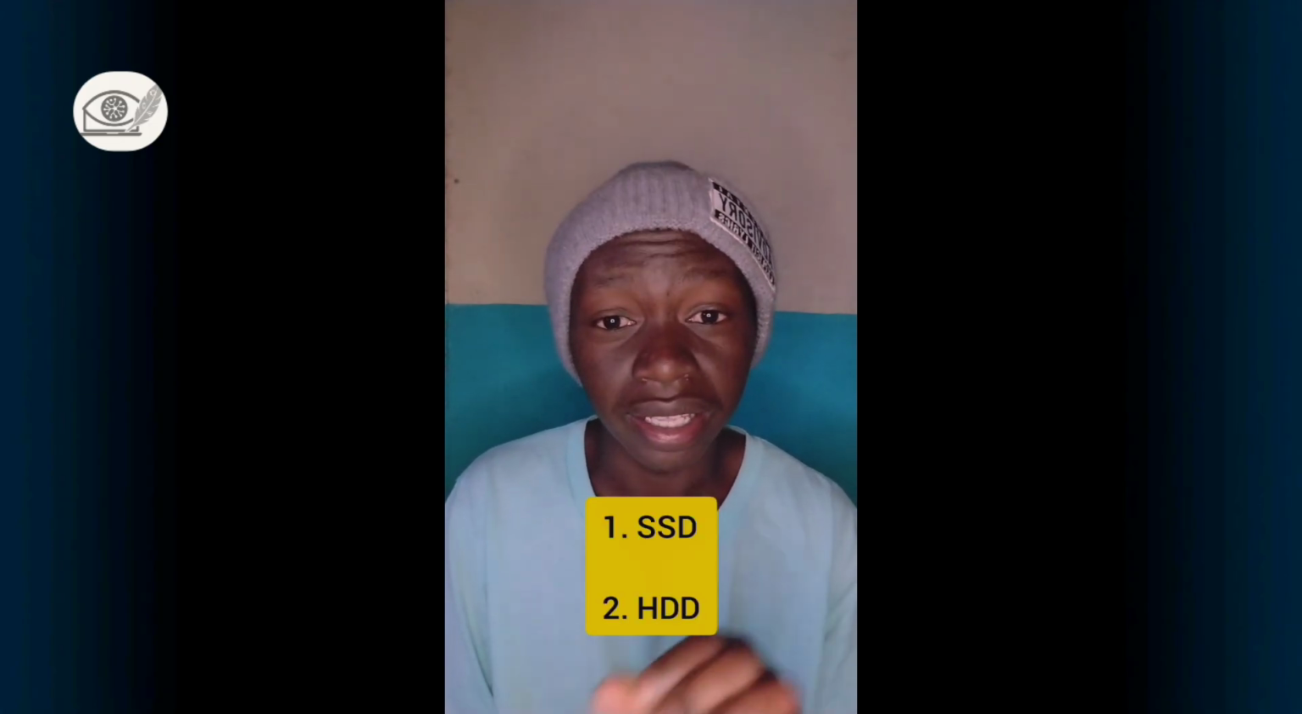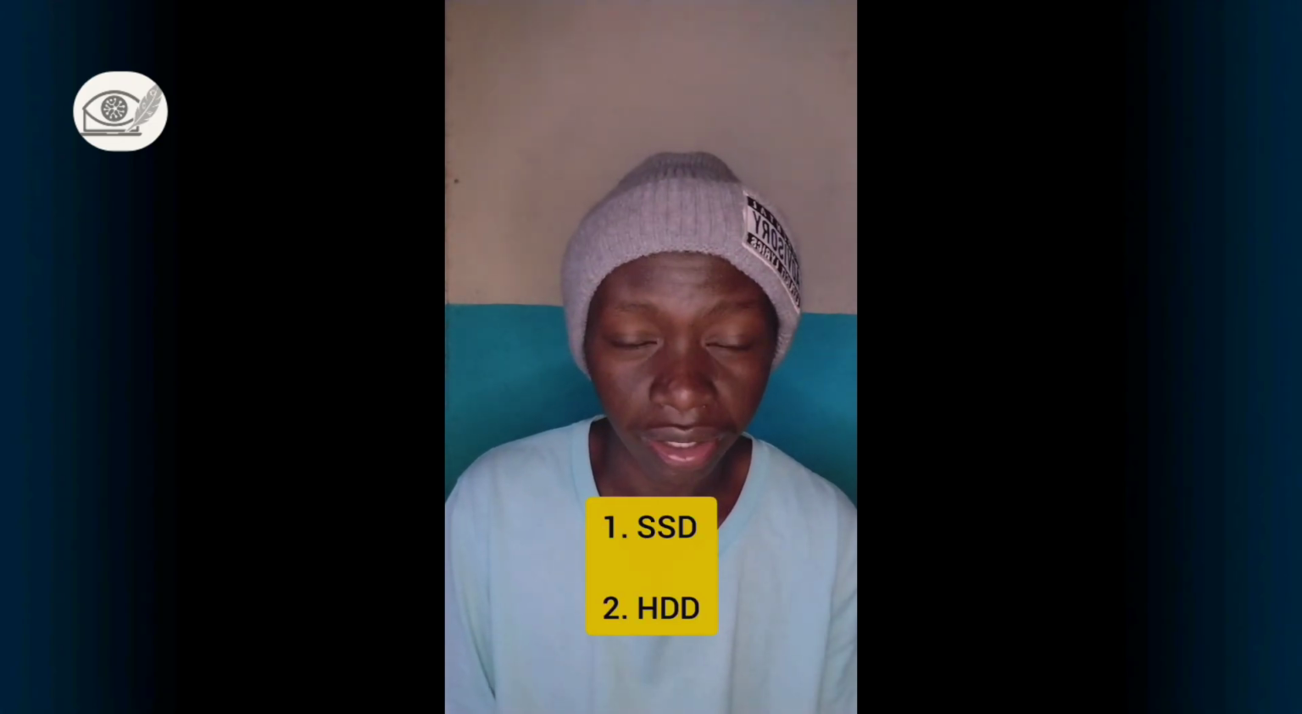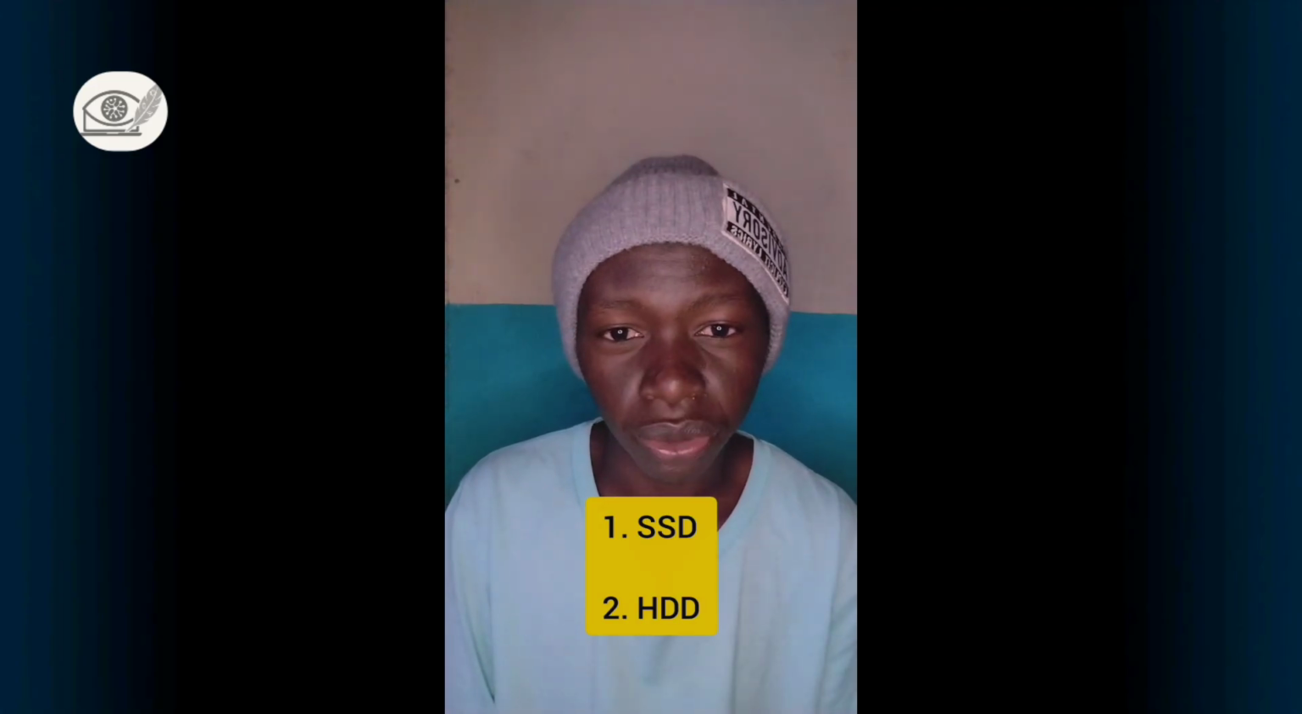Okay, and you want to ensure that this process is happening at a reasonable speed. Yeah, so there are two types of storage: there is SSD and there is HDD. Okay, now what is the difference between SSD and HDD?